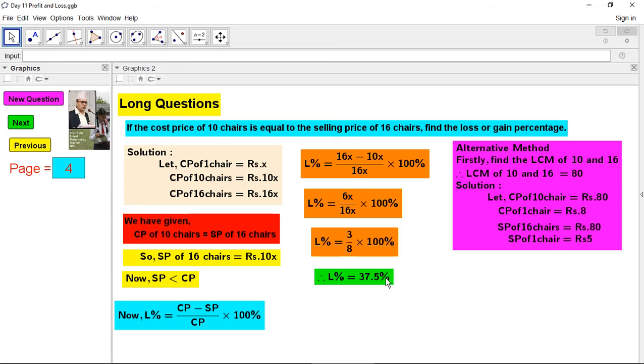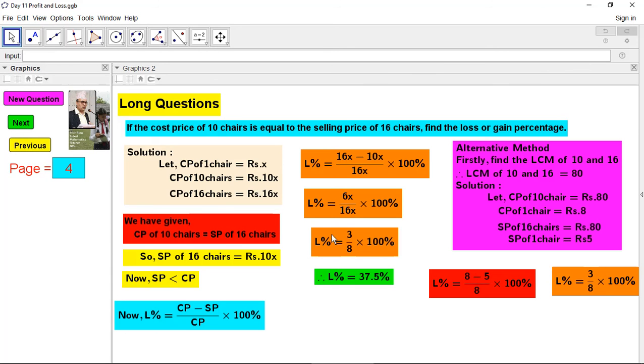And the next, loss percent is what? You know the formula, dear student. Loss percent is CP minus SP by CP into 100%. So 8 minus 5 by 8 into 100%. I have done this in shortcut way. So 3 by 8 into 100%, and this is 37.5%. Dear students, you can copy this last method as well.